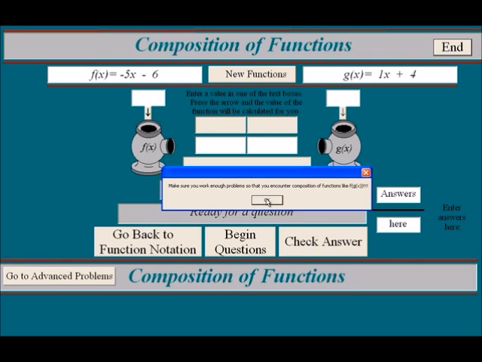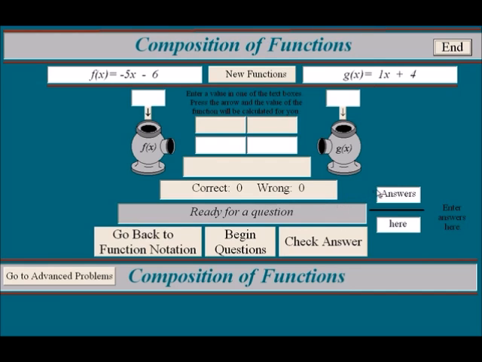Make sure you work enough problems so that you encounter the composition of functions like f of g of x. So this one really will take a little more explanation. I hope that I come by chance to the kinds of problems we need.